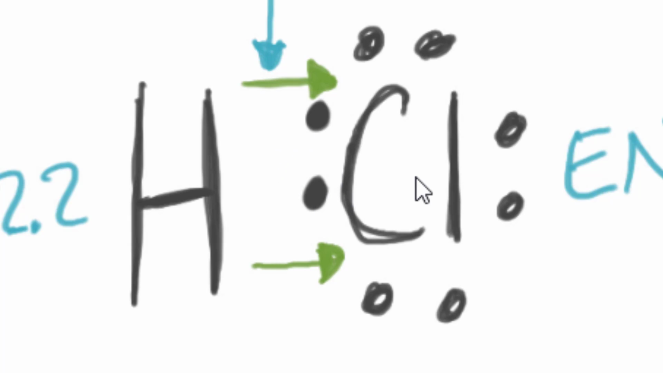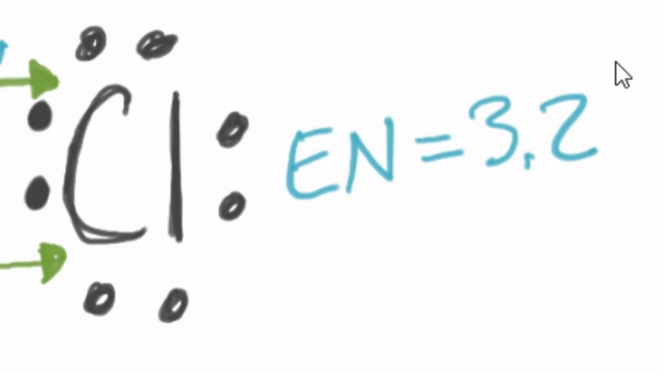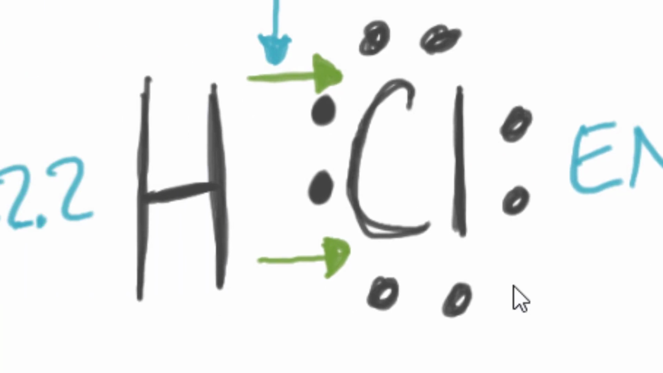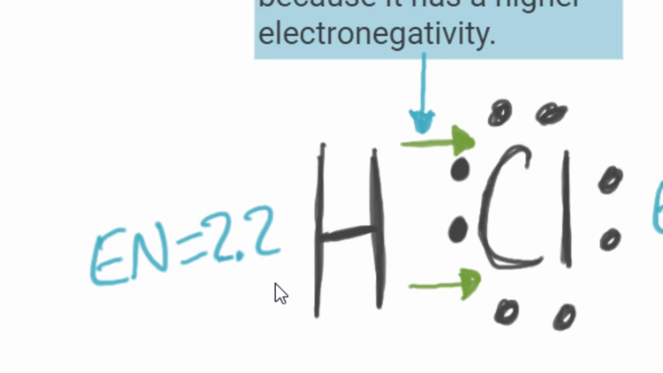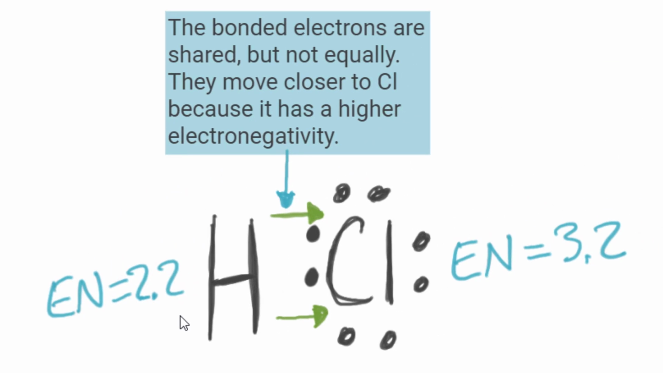Why are they pulled closer to the chlorine? The simple reason is that chlorine has an electronegativity that is larger. It's 3.2, while hydrogen has an electronegativity that's only 2.2. We find these values on Table S of the reference tables. Now you might say, how do they know what the values are for these? How did they come up with these electronegativity values for the atoms?